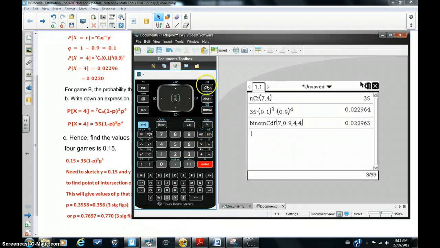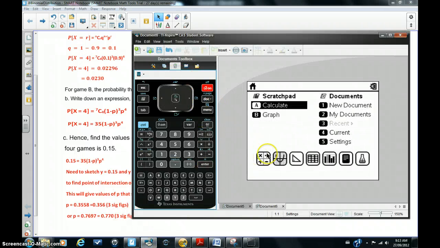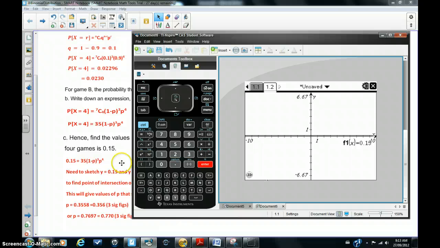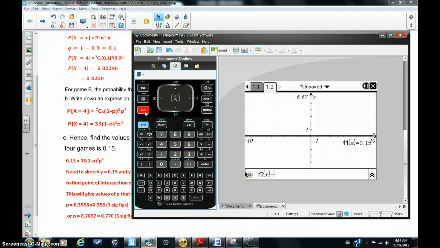So I'm going to go into graph mode, and I'm going to enter in f1(x) is equal to 0.15 and press enter. Now that's not very promising, because you can see that it's just a horizontal straight line, but it's very close to the x-axis, so I'm probably going to have to adjust the scale. So I'm now going to hit tab again and put the second graph in anyway.